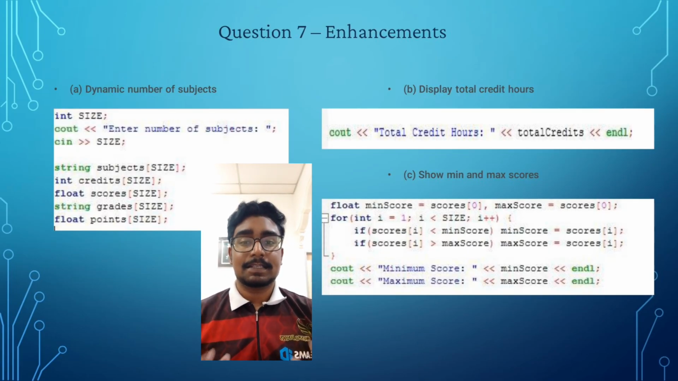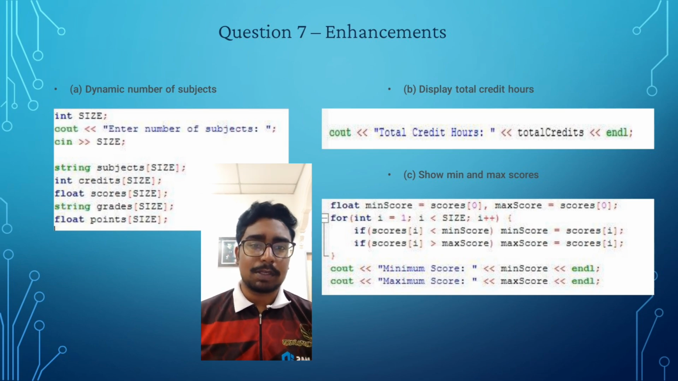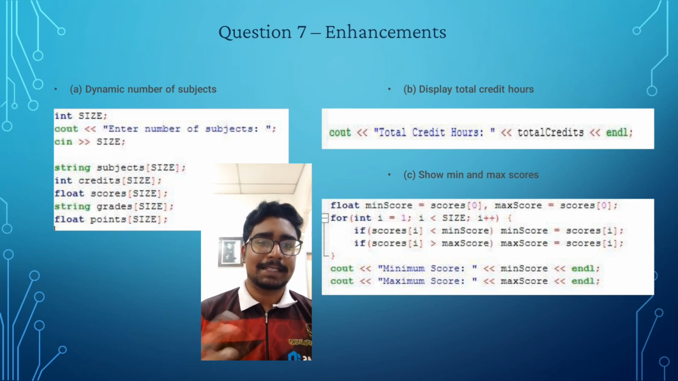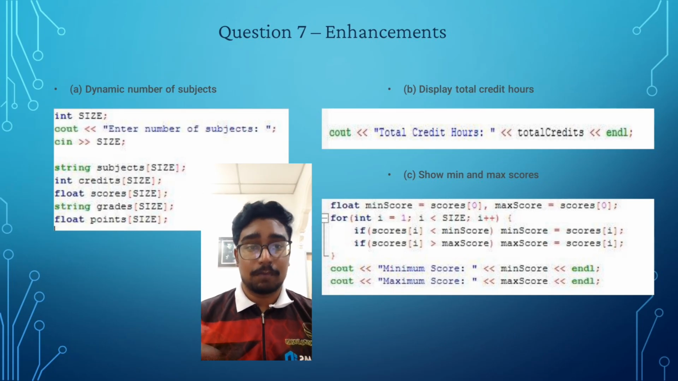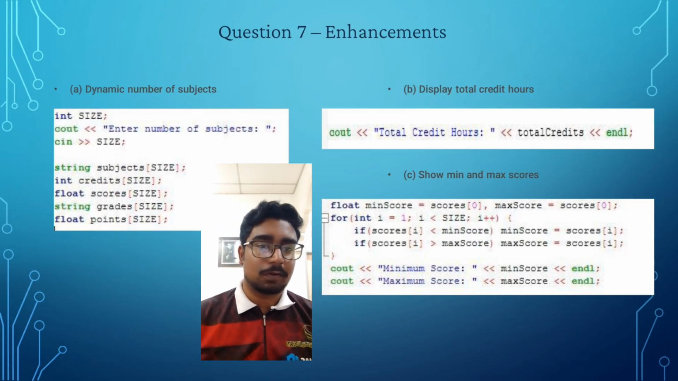Question 7 is the last modification that we need to do to our program. The question asks us, A, to accept a dynamic number of subjects. For example, if the user wants 5 subjects, your program can accept 5 subjects. And if the user asks for 8 subjects, we need to accept 8 subjects, and so on.